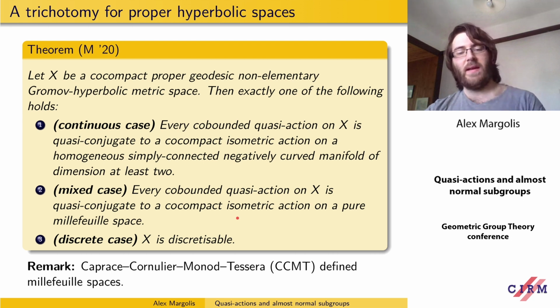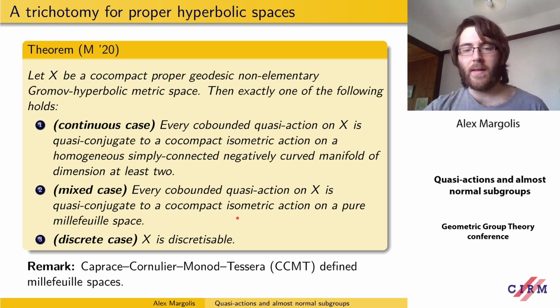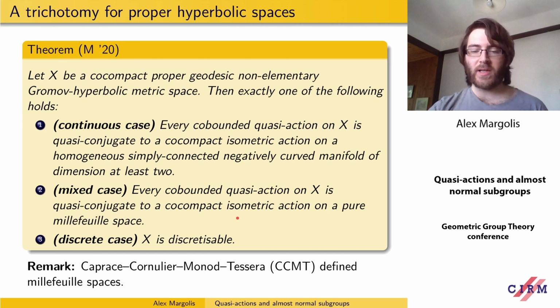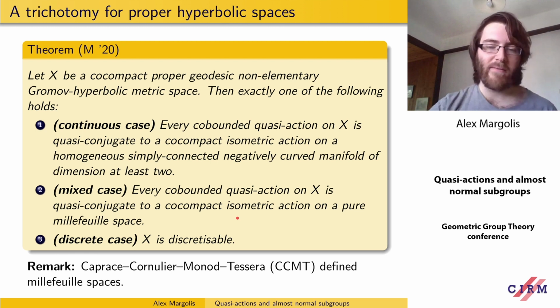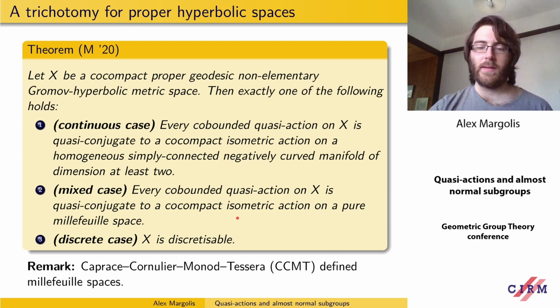And if we don't have one of these special cases, then the space X has to be discretizable. So that means every co-bounded quasi-action on such a space can be quasi-conjugated to an isometric action on a locally finite graph, or equivalently, we have a coarse stabilizer. So this situation arises very often.